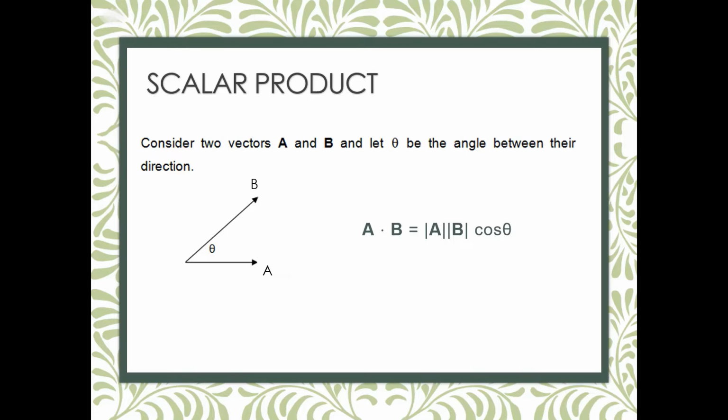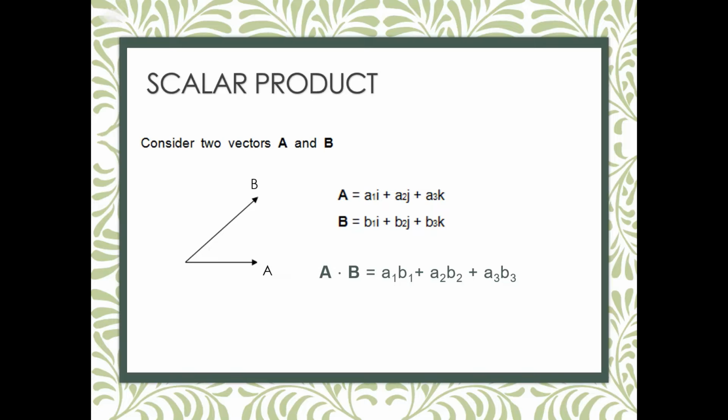cos theta. The scalar product can also be calculated by adding the product of the corresponding components of the two vectors. Consider two vectors A and B, in which vector A is equal to a1i plus a2j plus a3k and vector B is equal to b1i plus b2j plus b3k. A dot B is defined as a1 times b1 plus a2 times b2 plus a3 times b3. Both methods work and the result must be a value.